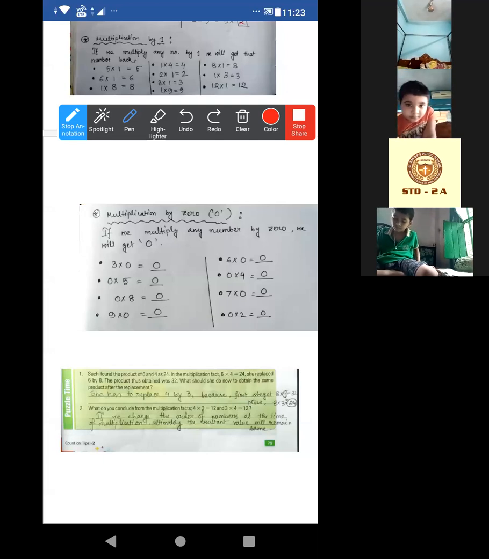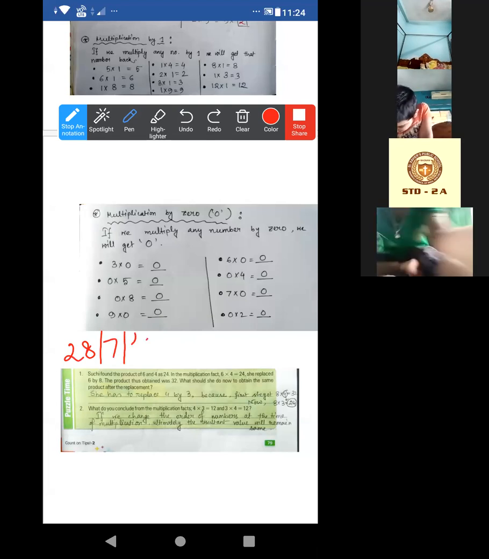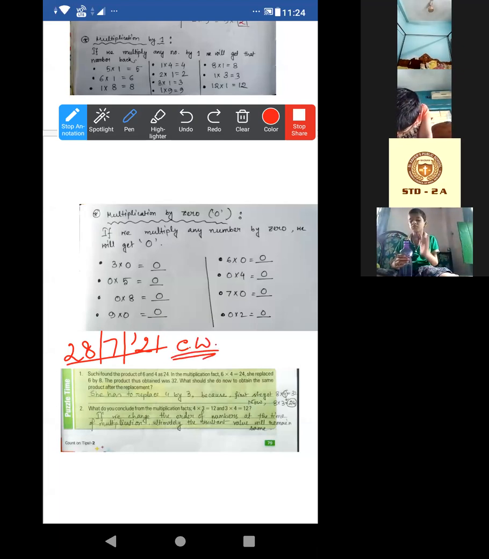Now I am sharing the puzzle time sum. Page number 79. Open at page number 79. Here in the book, put the date and write CW. Okay, first one and second one. Let me read the first one.